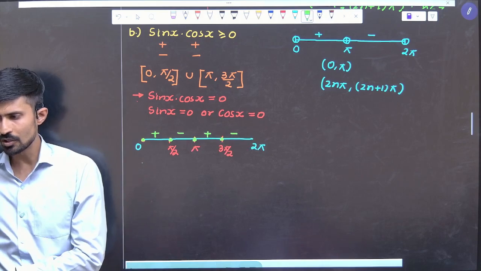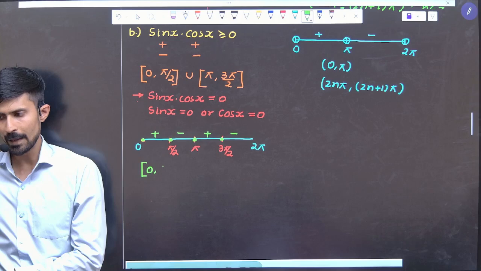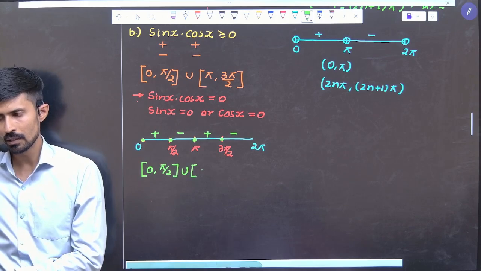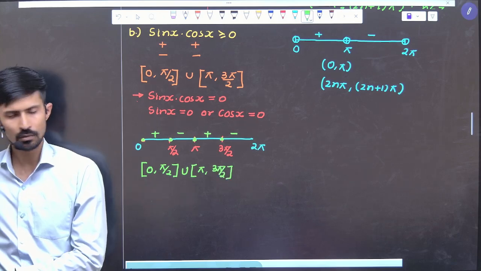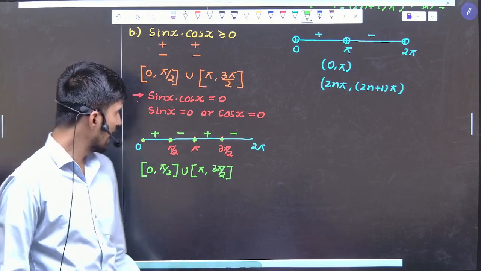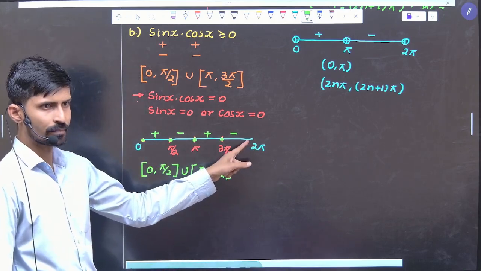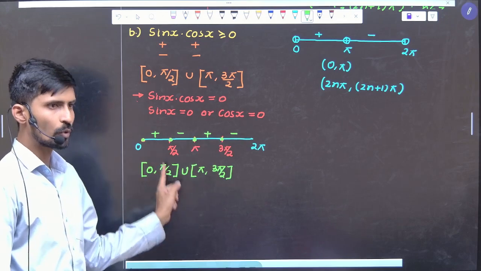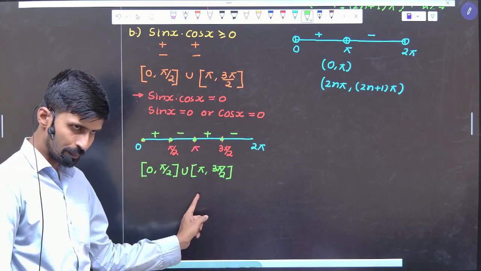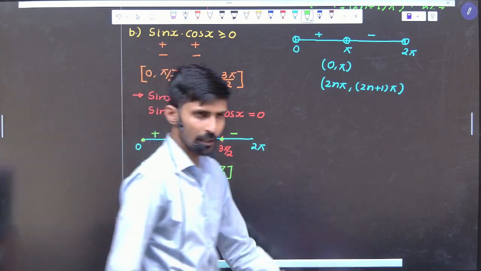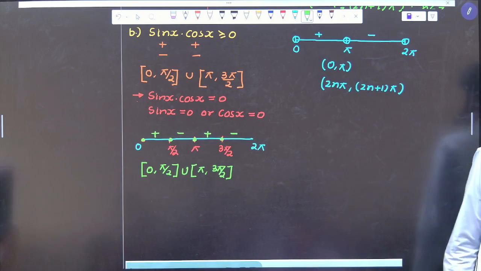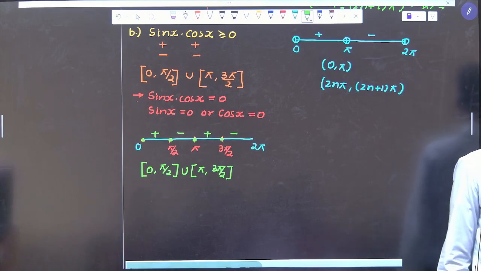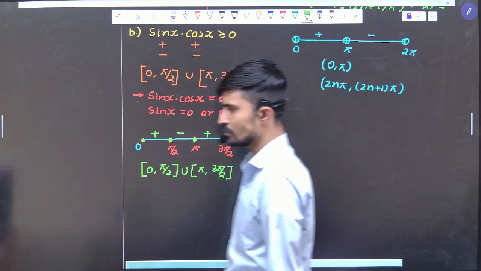So what will be the answer now? 0 to pi by 2 union pi to 3 pi by 2. Done. And 0 and 360 degrees are the same, so no need to add 360. Simply add 2n pi: 2n pi to 2n pi plus pi by 2, 2n pi plus pi to 2n pi plus 3 pi by 2. Done. Okay? The method is the same. Write it down.